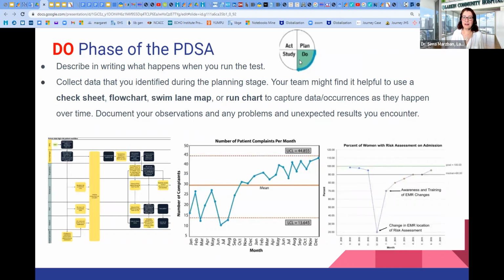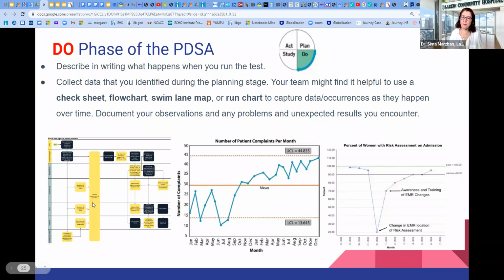The second phase, now we are here, phase of doing, describing, writing what happens when you run the test, collect data, and use some tools: check sheet, flowchart, streamline map, run chart. These are different tools that we can use in our approach in the doing phase. And we will discuss all of these in the next lecture.